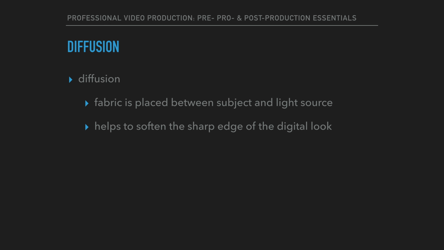And we also want to mention a bit about diffusion. Diffusion is usually some sort of fabric that is placed between the subject and the light source. It helps to soften the sharp edge that the digital look often produces. You can cover the lights with diffusion fabric by clipping on a diffusion paper onto the barn doors of the light.